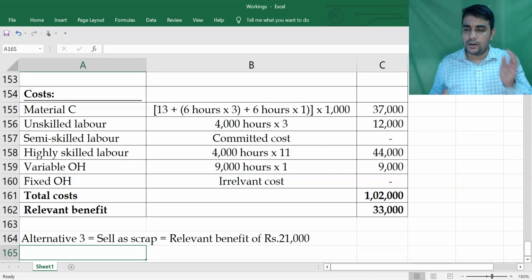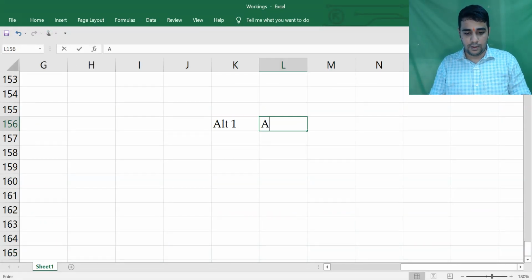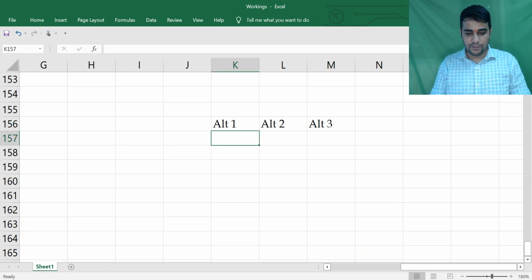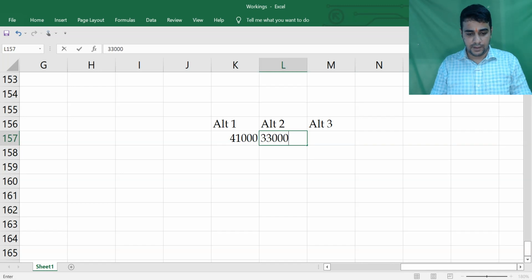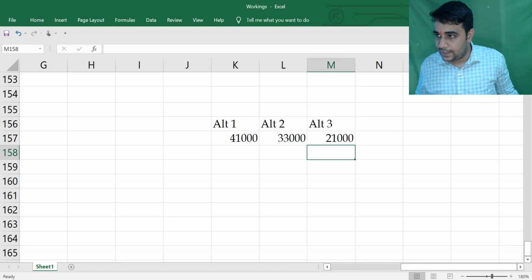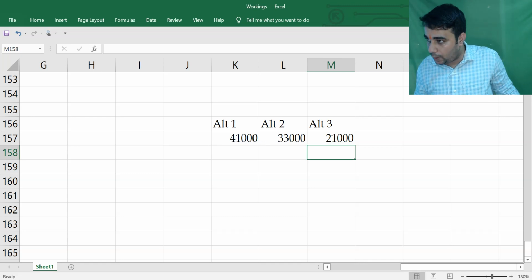Now listen, an important concept for you to understand. We are comparing 3 alternatives. Alternative 1, alternative 2, alternative 3. The third alternative has a net benefit of 21,000. If you are not analyzing alternative 3, let us assume you do not bring in sale as scrap as an option itself, then this 21,000 will have to be taken as opportunity cost in both alternative 1 and alternative 2. In both, this 21,000 is one of the costs.